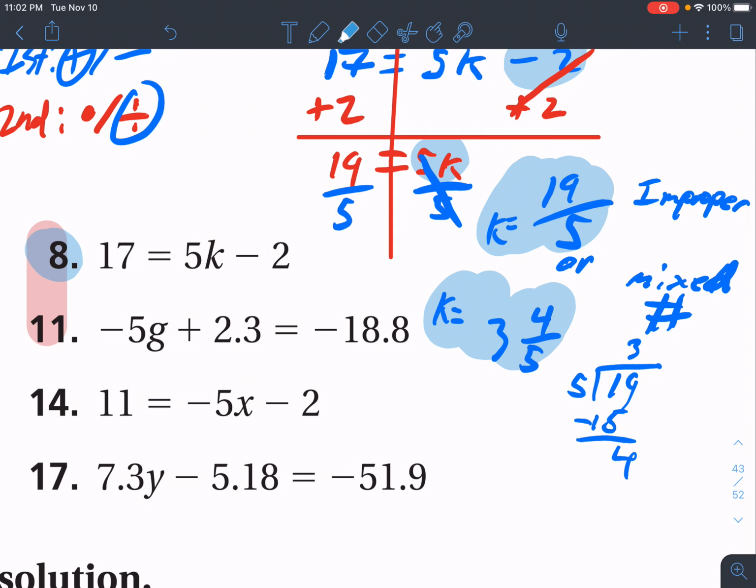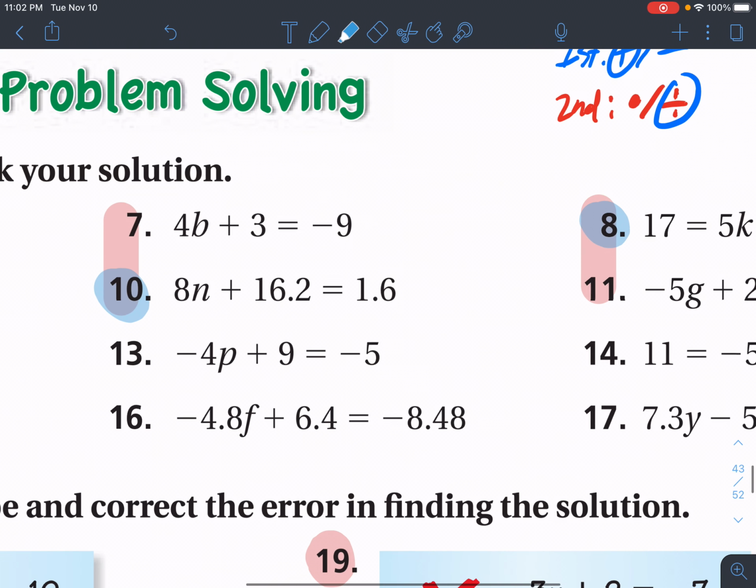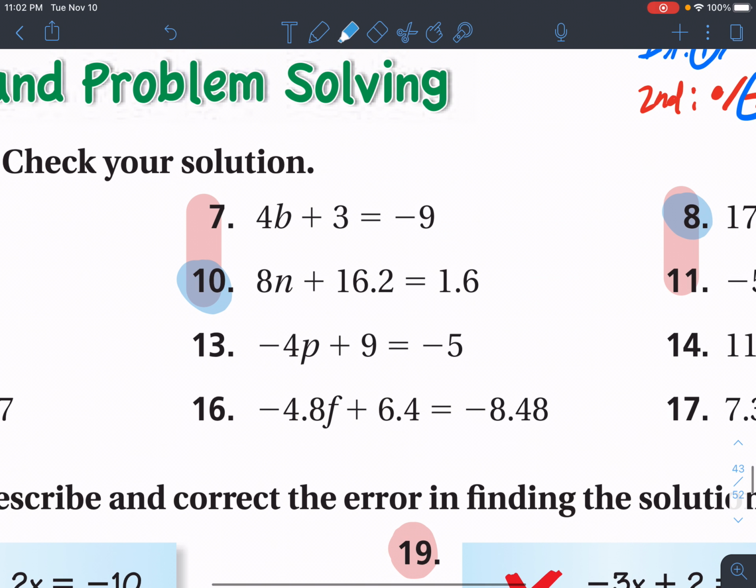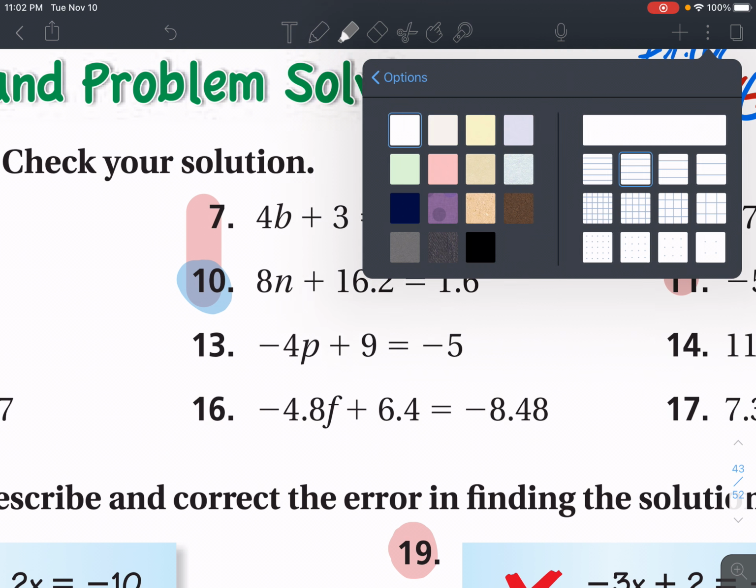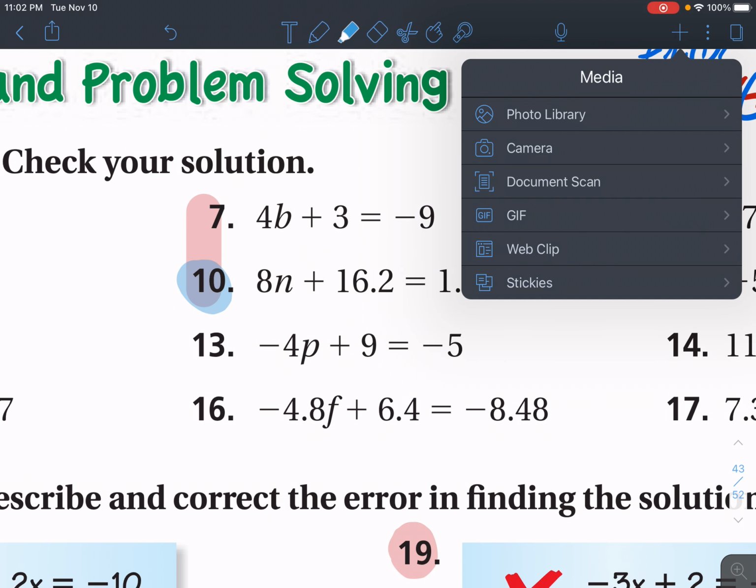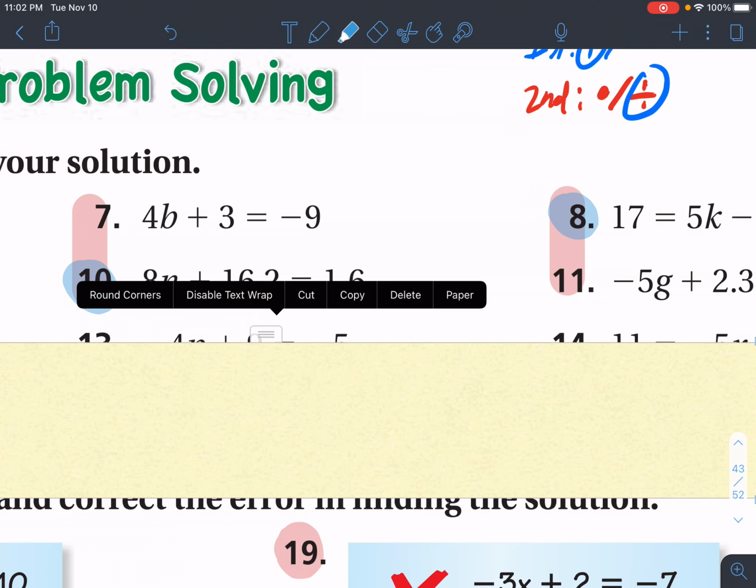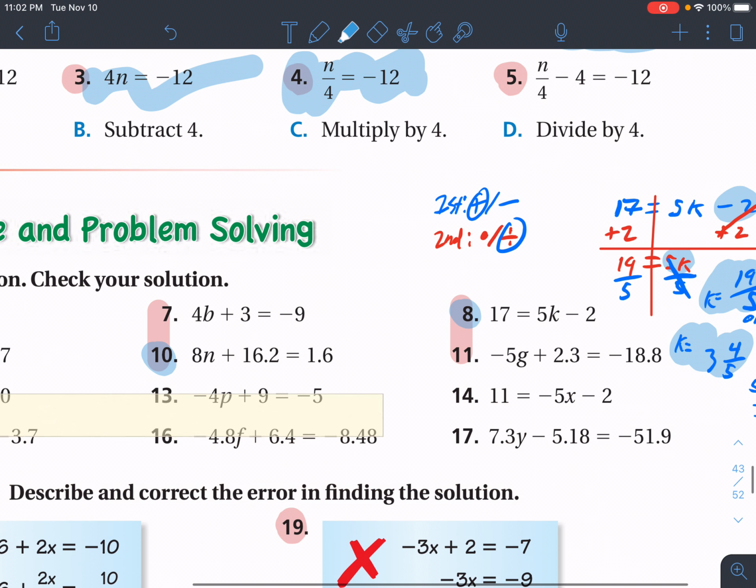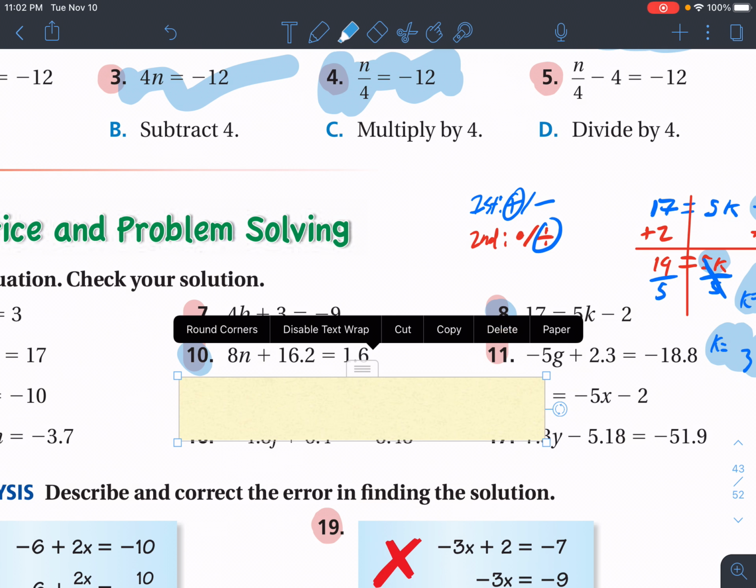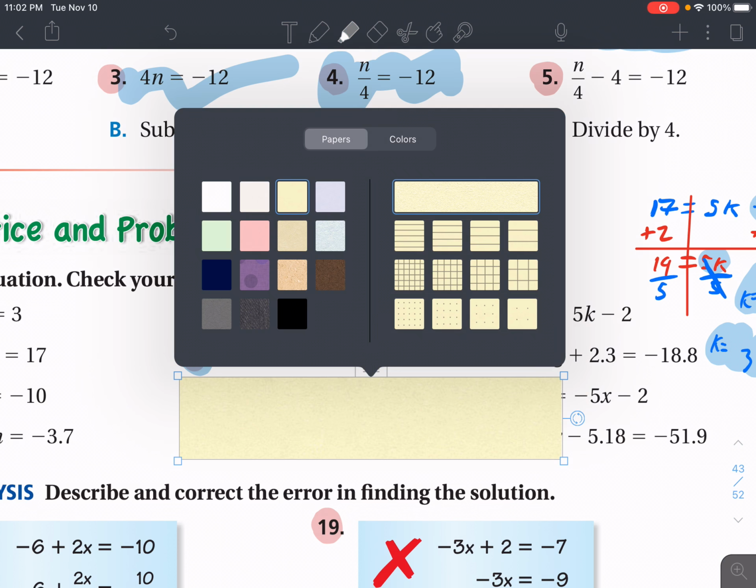All right, so let's talk about number 10. Number 10, we do have decimals here. So this one, you are going to have to do a little bit of math. I'm just going to block this off and do it that way. Let's just make it a little thin. That's much better.